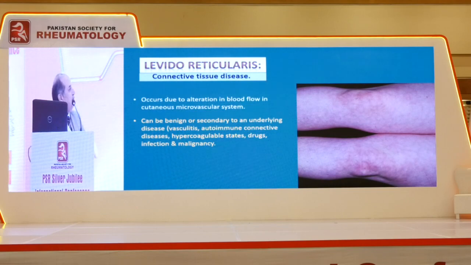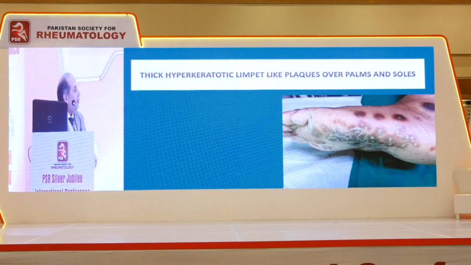This is known as livedo reticularis. This is seen in connective tissue diseases. It can be benign or can lead to an underlying disease. So, if you see such a pattern, there is a need to investigate for connective tissue diseases.